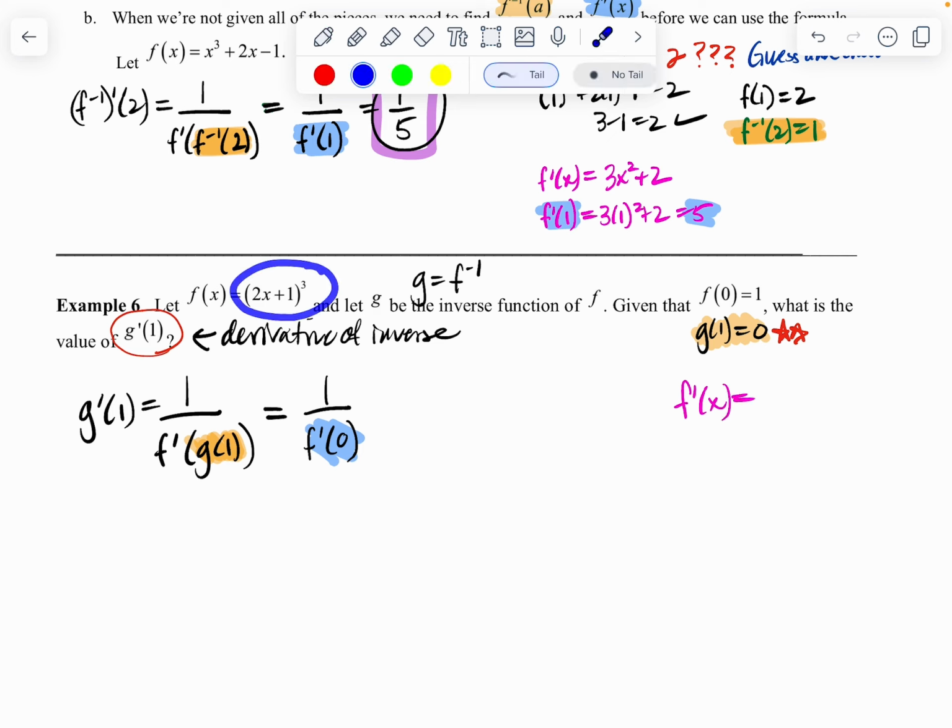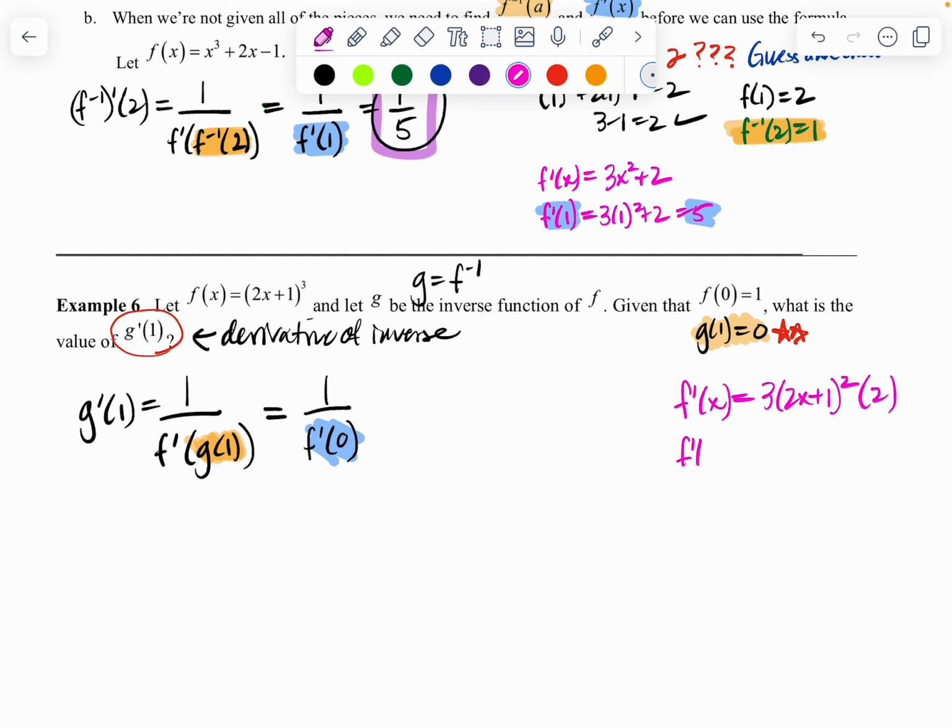This is going to be a chain rule. This is a blow pop problem. We're going to need to bring that 3 down in front. And it's still 2x plus 1 squared. Don't forget that squared. Times the derivative of the bubble gum. So derivative of 2x plus 1 is just 2.